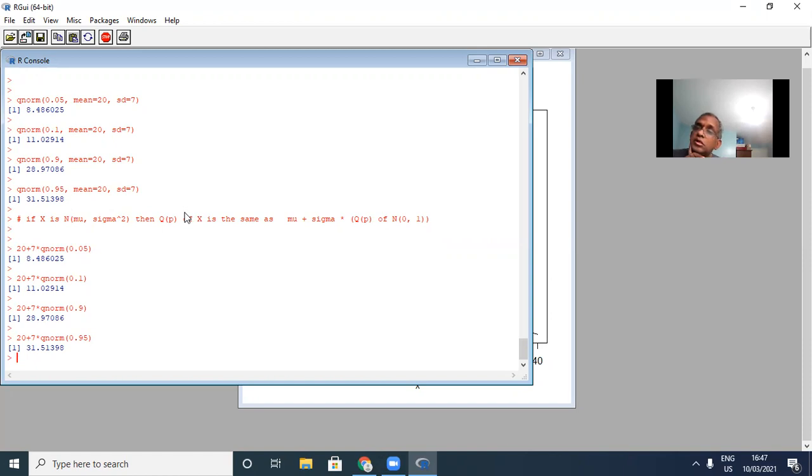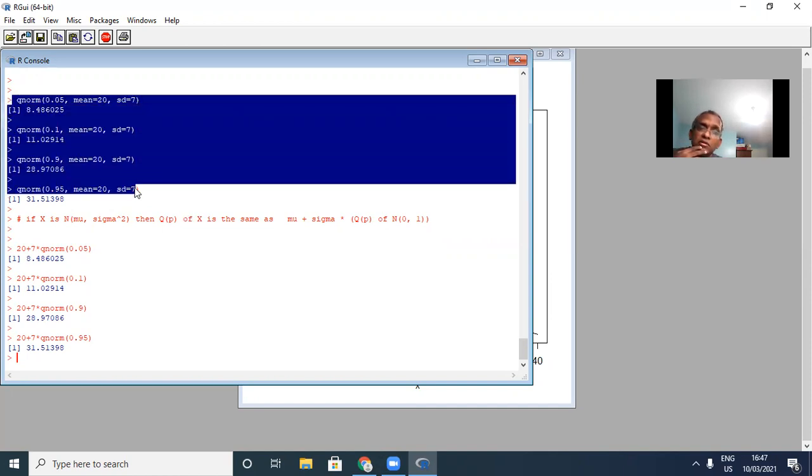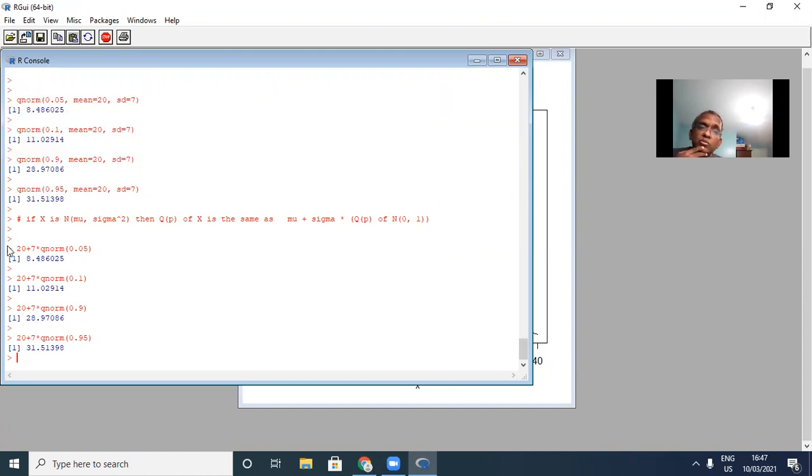So there are two approaches. What I wanted to say is that there are two approaches for finding quantiles of a normal variable. One is to use the qnorm command with the given mean and the standard deviation. And the second approach is to use this formula here, where mu is the mean and sigma is the standard deviation, right?